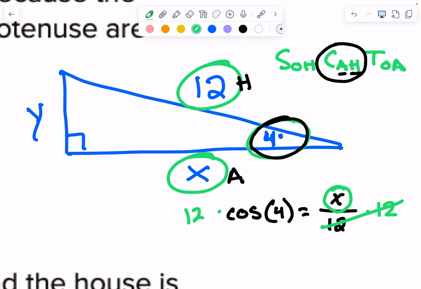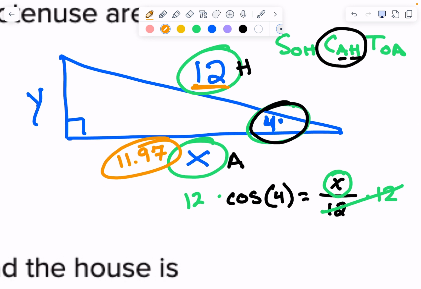It's 11 point something. 11.97. We can't say 12 exactly, because then that'll be the same thing. Can't we say 12.0 with the bar over? No, that's not the same thing. So it's 11.97.